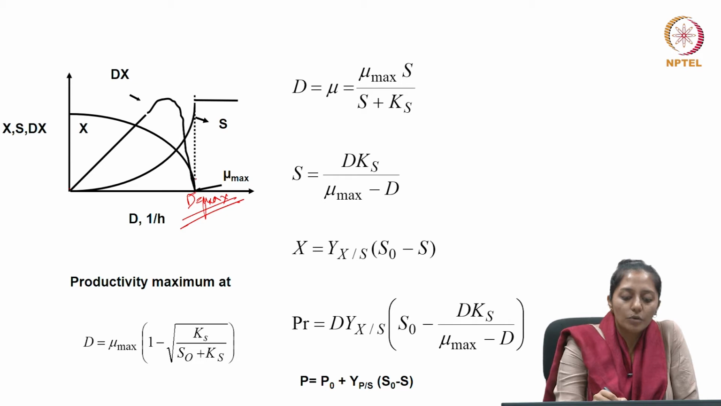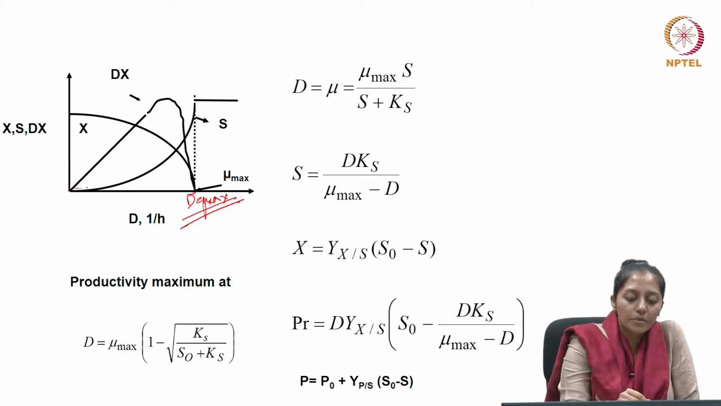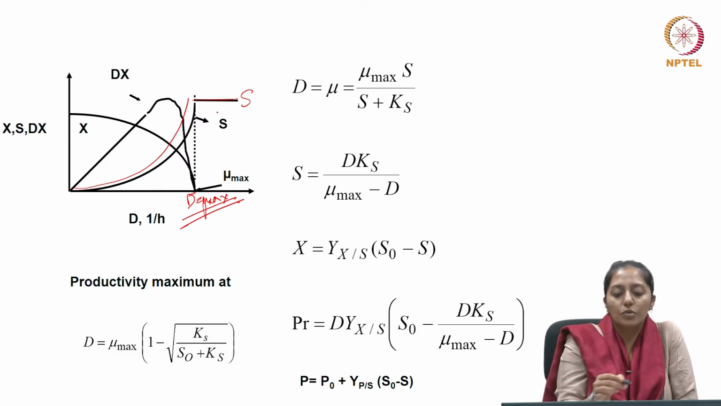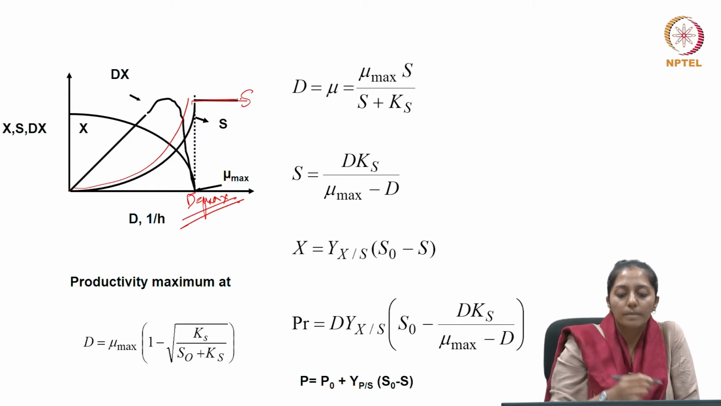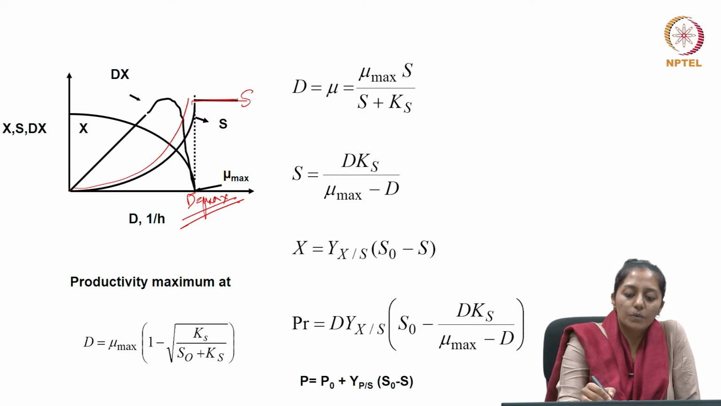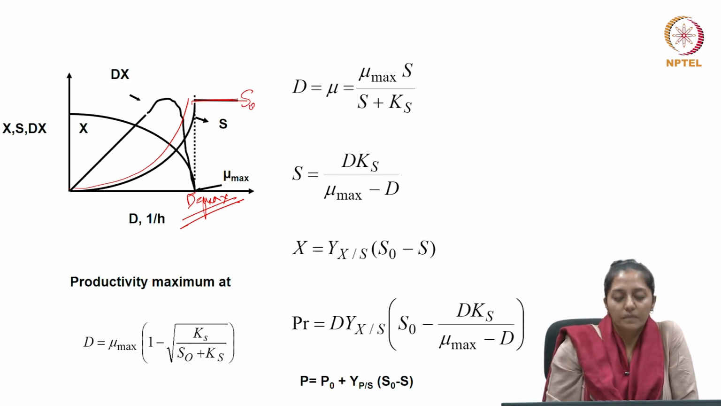So, at the washout, if you see your substrate profile here, it shows that it reaches a value and becomes constant. Can you guess what would be the value at which it becomes constant? Right. This would be nothing but your feed substrate concentration after the washout, because there is no substrate getting consumed further.